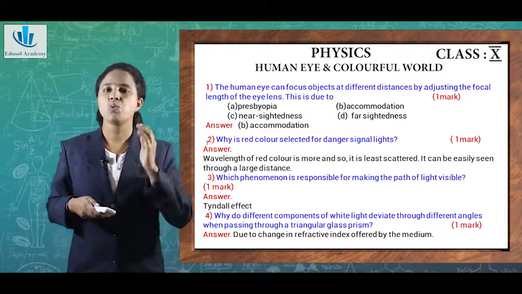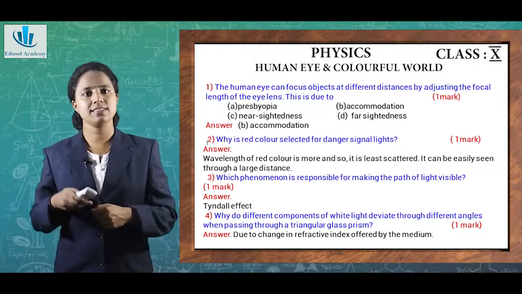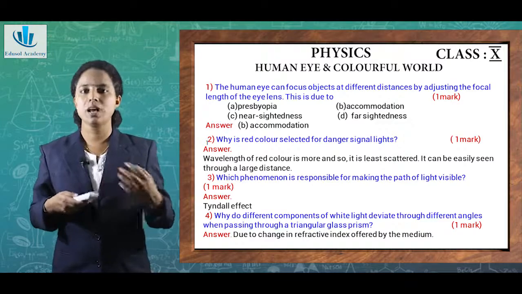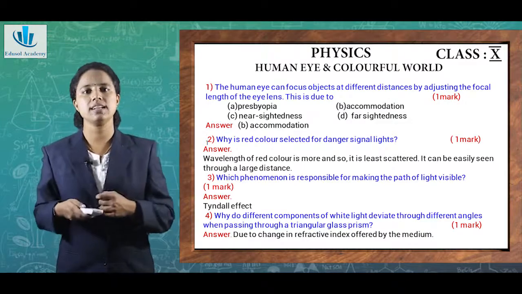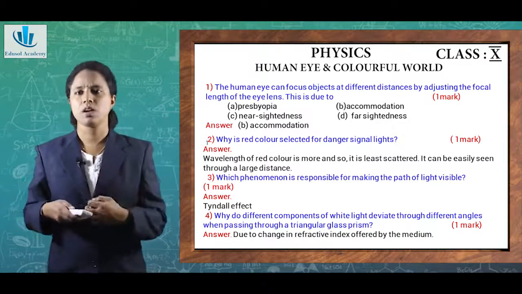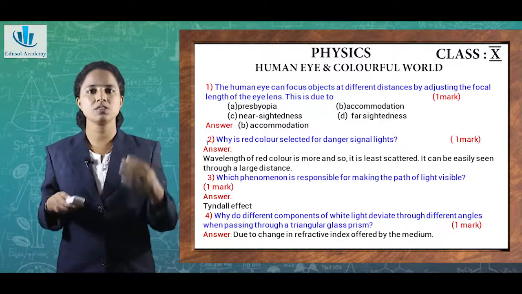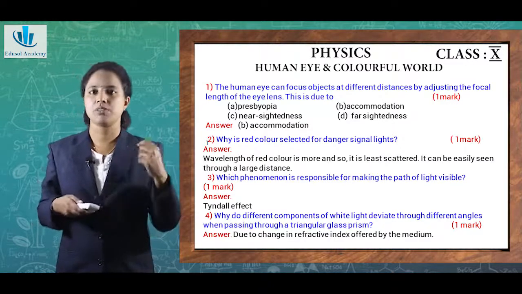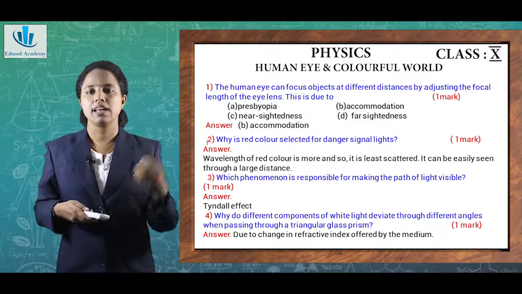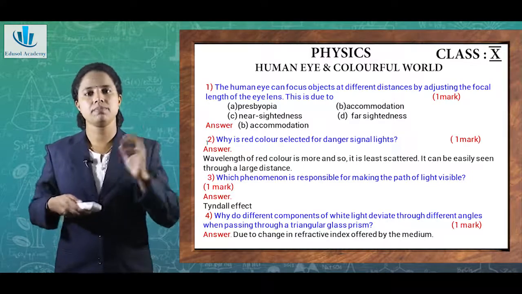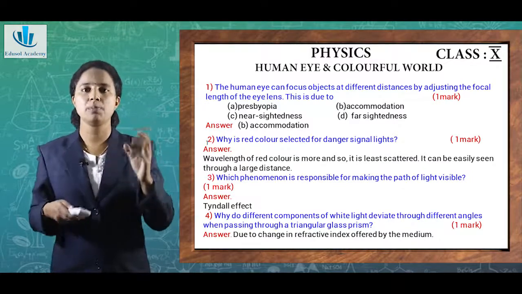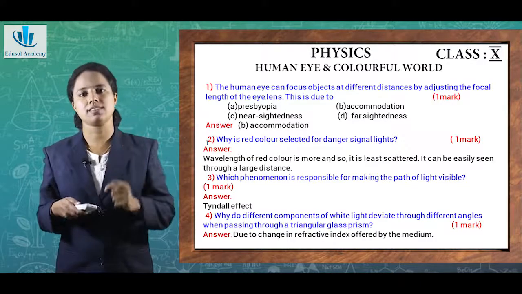Second question: why is red color selected for danger signal lights? You are well aware that for danger signals, we use red color. Why is it so? Suppose you are at a traffic signal. When red color is shown, you will be able to spot it even from far distances.